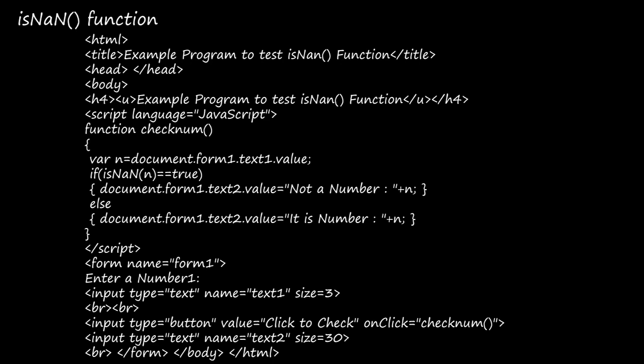So here input type is equal to, inside double quotes, text, name is equal to text2, right? And then size is equal to 30. Here if the if part is true, if you have given a condition, right? If that is true, this if part shows not a number and the number. If that condition is false, it shows it is a number and the number. This will be displayed in this text2, in this area only. Okay, so this is the isNaN function.